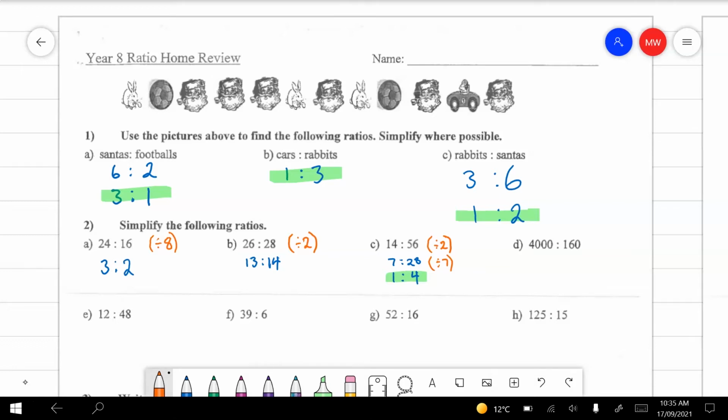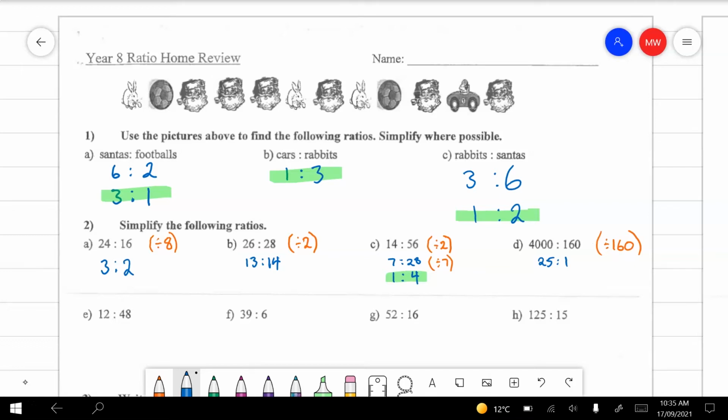Okay, and then the final one, I reckon 160 will go into 4,000. So let's divide both sides by 160. Again, you could just keep skipping down. You could probably do it in tens. If you've got a calculator, you can just pop it straight in. But let's just skip down. So this one would be 25 to 1.